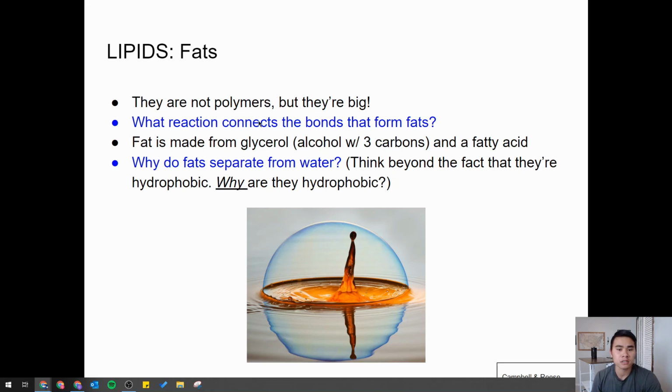And then what reaction connects the bonds that form fats? The answer should be dehydration reaction, which forms a covalent bond. So this is important though. It's not important for you to understand the chemical structure, but it's important for you to know that a fat is made from a glycerol, which is an alcohol with 3 carbons, and a fatty acid. If you don't know what a glycerol is, I would look it up right now. Understand that fat stems from a glycerol and a fatty acid.